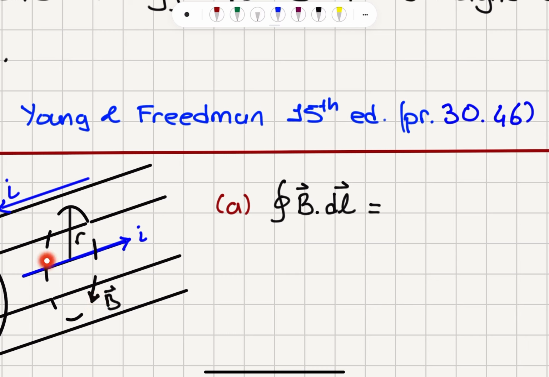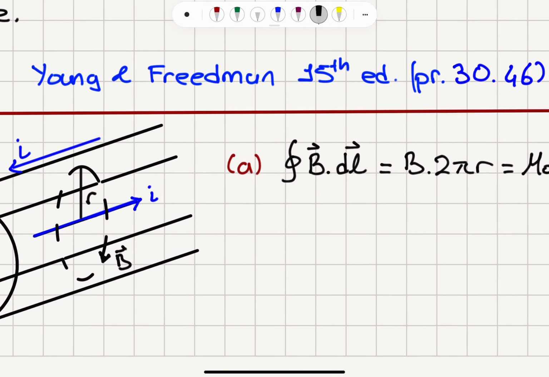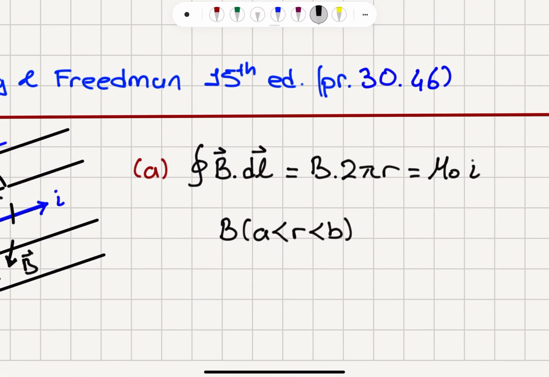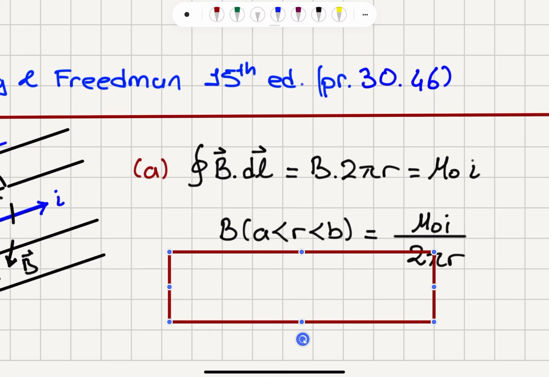basically a constant throughout this path, this integral gives us B times 2 pi r, which is, according to Ampere's law, equal to mu 0 times the current enclosed by this Amperian loop. And therefore we find the magnetic field magnitude between r between A and B, in the volume between the two conductors, to be mu 0 I divided by 2 pi r. That's the answer to part A of the question.